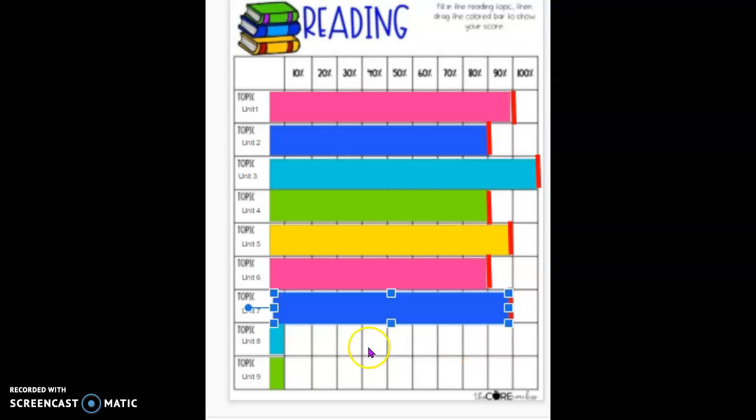Now, yesterday was our Unit 7 test, but right here might say Unit 7 or it might say Module 7. They both mean the same thing, okay?